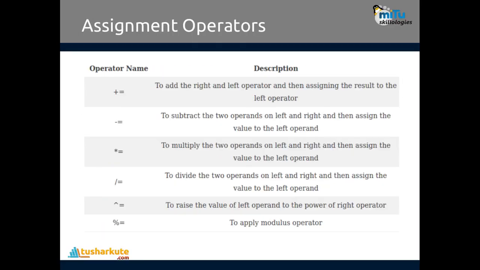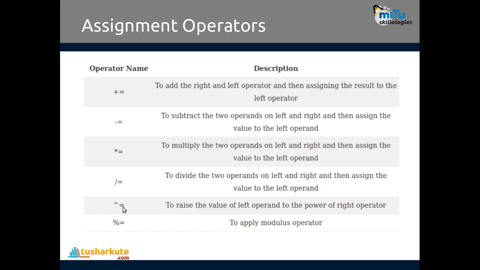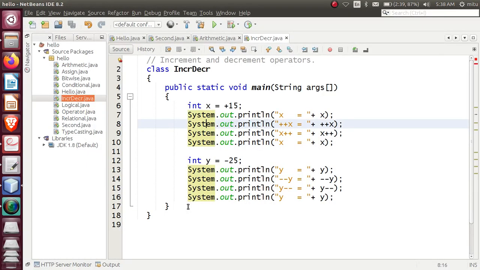Assignment operator. It's a special category of operators. Whatever operators we have seen in the arithmetic category are extended with this: plus equal to, minus equal to, star equal to, divide equal to, power of equal to, and mod equal to. So these operators are used to perform the operations and get the result modified again. Let's see how these operations actually work here.